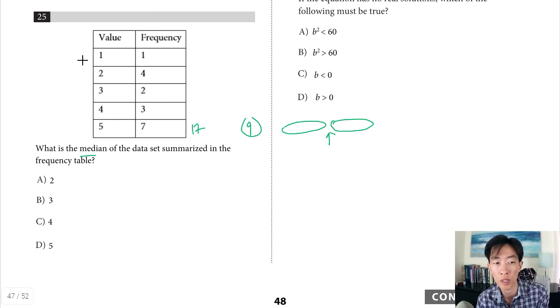So we don't actually have to write out everything. We just have to write out everything up until we get to number 9. So let's do that manually. So 1 occurs 1 time, 2 occurs 4 times, 3 occurs 2 times, 4 occurs 3 times. And what you'll notice is if you were counting 1, 2, 3, 4, 5, 6, 7, 8, 9, the 9th value in this data set is a 4, so that's what the median is.